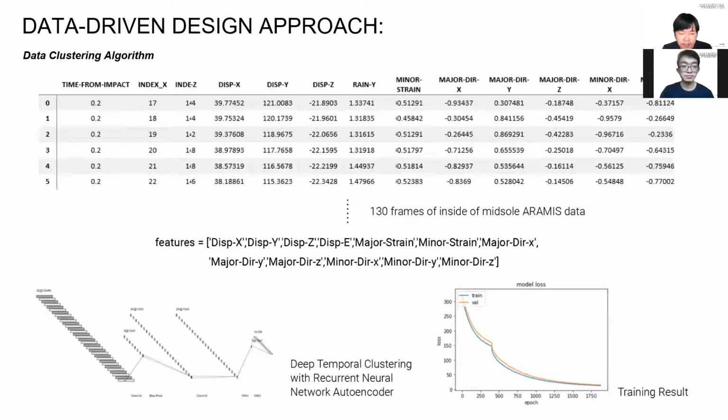The second step is data clustering. Data clustering allows us to understand the behavior of different zones of the midsole and come up with different data interpretations to inform various types of design. We apply the deep temporal clustering algorithm, which is a multi-layer neural network, and a K-shape clustering algorithm together to determine the optimal number of clusters for segmenting the midsole into various parts.